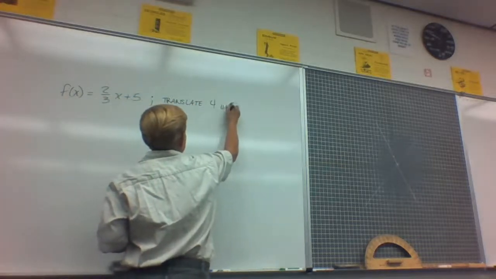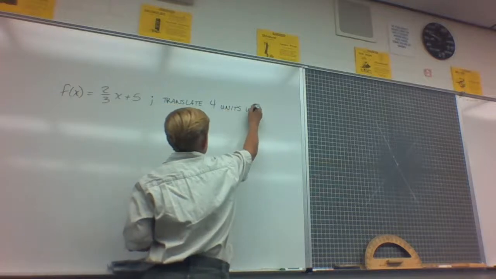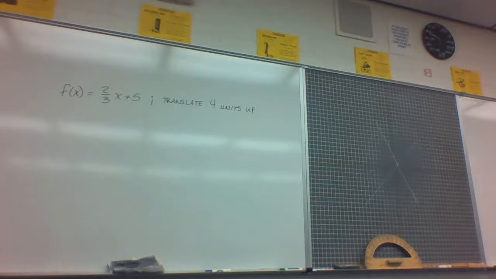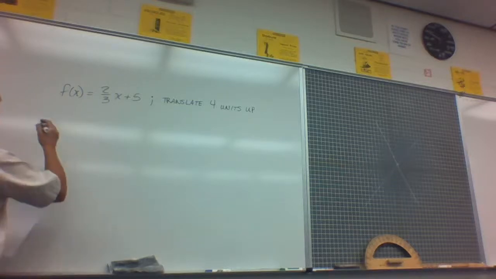4 units up. This is a pretty easy one. Just add 4 to 5. 2/3 x plus 9 will do it. That's it. But if you were going to apply the thing that I taught you to do on this super easy one, here's what you would say.